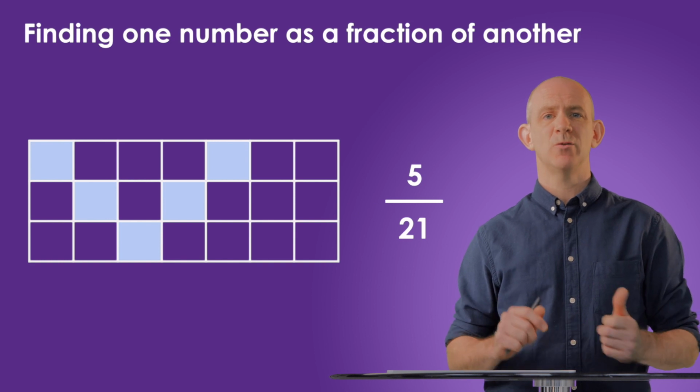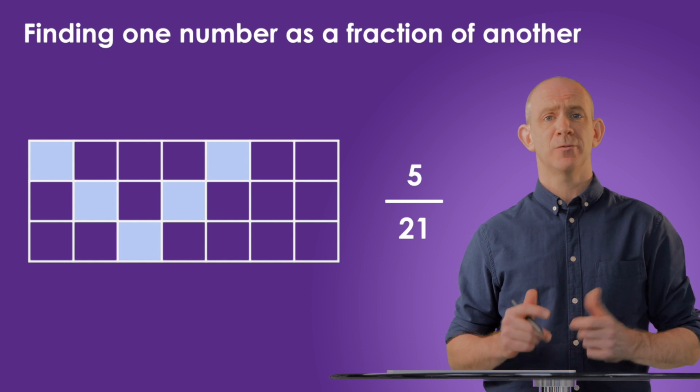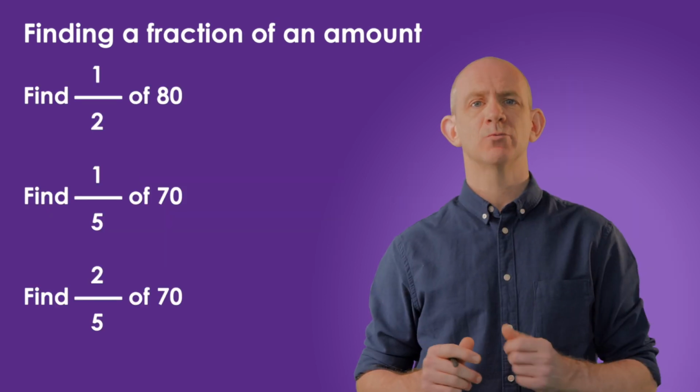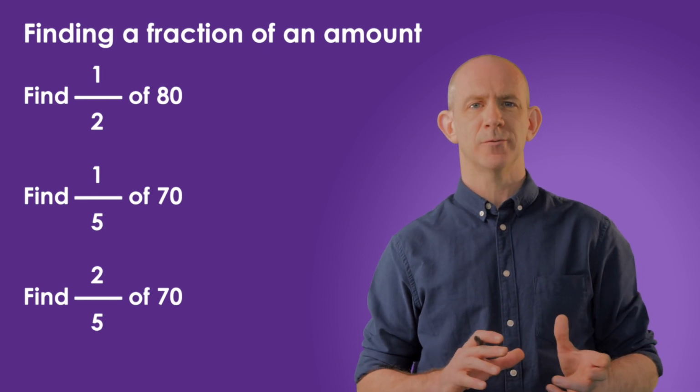Here you can see we have 21 squares and a total of 5 of them are coloured. You could say this is a fraction of 5 over 21. Next, we'll look at how to go about finding a fraction of an amount. Let's start with finding a half of 80.